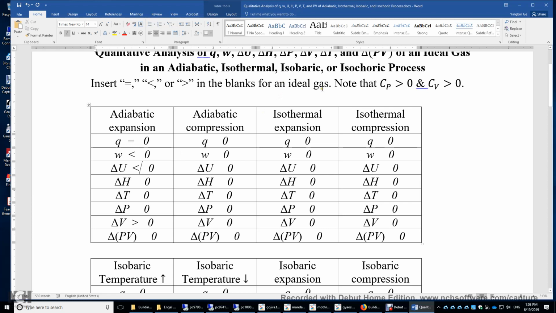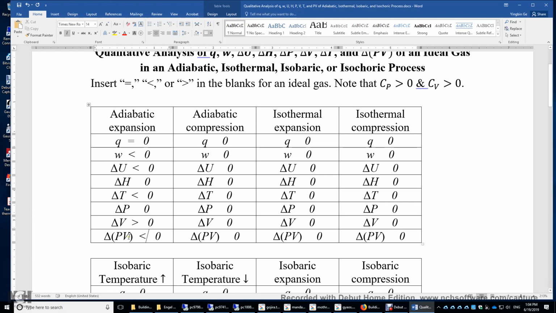Because it's an ideal gas, the potential energy of an ideal gas is always 0. When delta U decreases, it means the kinetic energy of the ideal gas decreases. And temperature is a measure of the average kinetic energy. Therefore, when kinetic energy decreases, temperature decreases. And when temperature decreases, of course, delta PV decreases. This is because when temperature decreases, nRT decreases, and therefore PV decreases.